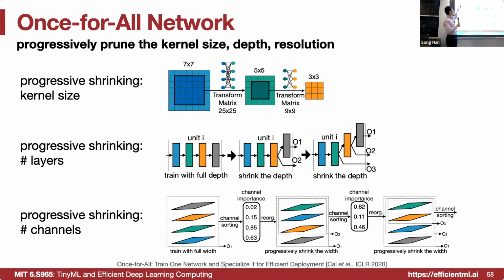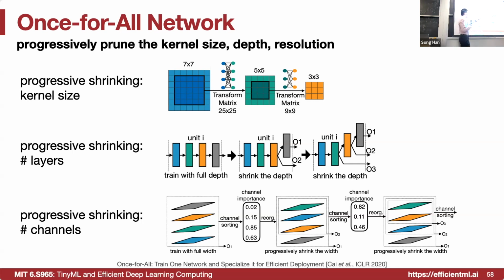So here there is a technique called progressive shrinking. We can progressively shrink the kernel size, the number of layers, and also the number of channels. Here we start with this 7x7 kernel, and then we have a transformation matrix to train this 5x5, and then we train this 3x3. They share the weights. For example, this 5x5 is directly transformed from the middle 5x5 weights of the 7x7 layer. Similarly, these 9 weights in the 3x3 kernel are actually shared with the original 9 weights in the center of this 5x5 kernel.